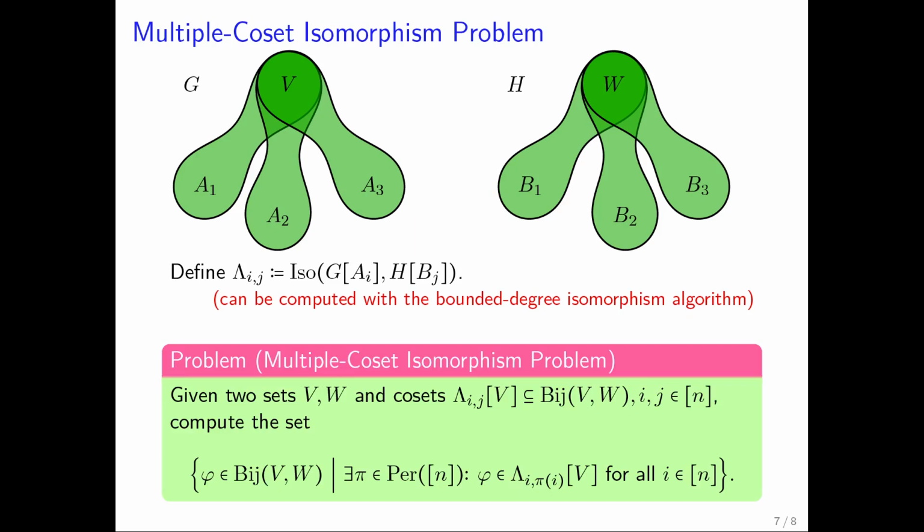We have given two sets V and W, and we have given cosets lambda ij restricted to V. These are sets of bijections between V and W. And what we want to compute are all bijections between V and W that can be extended to an isomorphism between the entire graphs. That means there's a permutation, so basically a matching between the components in G and the components in H, such that phi is contained in lambda i pi(i), and this holds for all i. This is the multiple coset isomorphism, and the main work in my paper is to solve this problem.